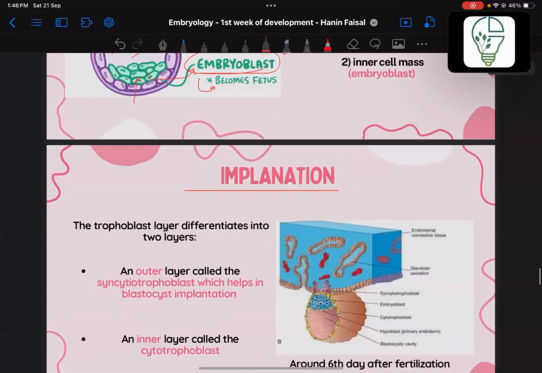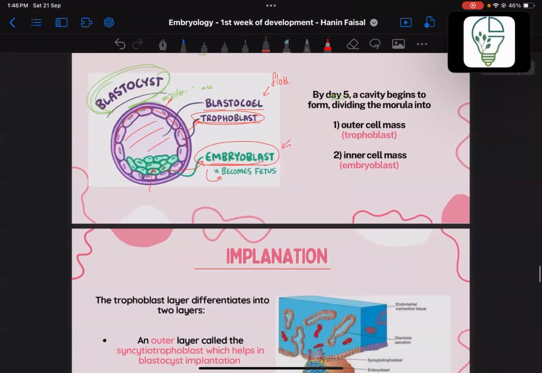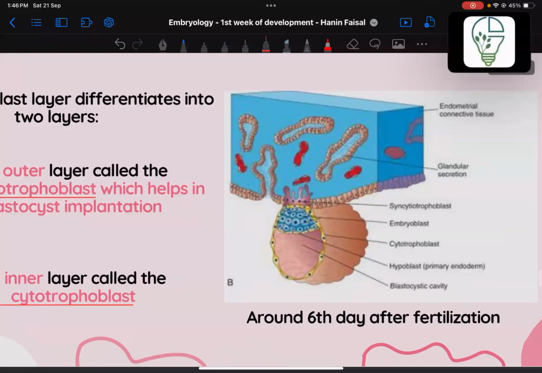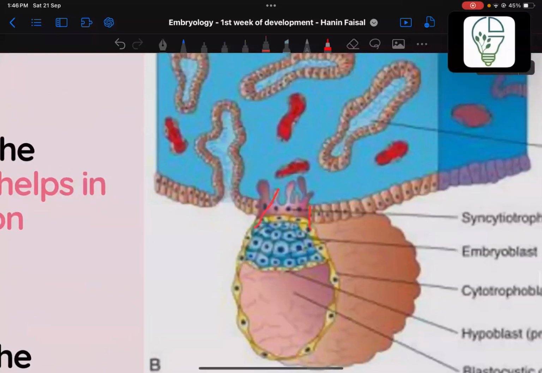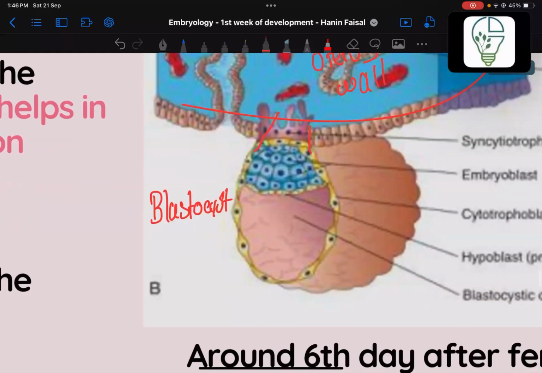Now we have the trophoblast and the embryoblast. This trophoblast again will divide into 2 layers, syncytiotrophoblast and cytotrophoblast. The syncytiotrophoblast is the one that's going to be implanted in the uterus. So this is the uterus wall. And here, this is the blastocyst, which has an inner cell mass, which is the embryoblast, which we said is going to form the fetus.